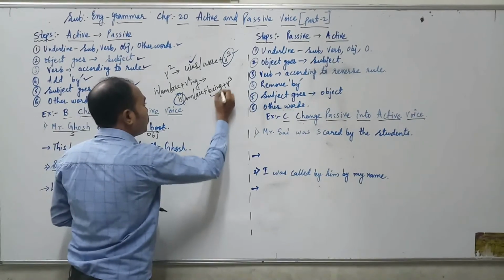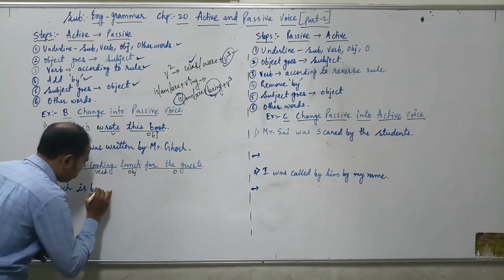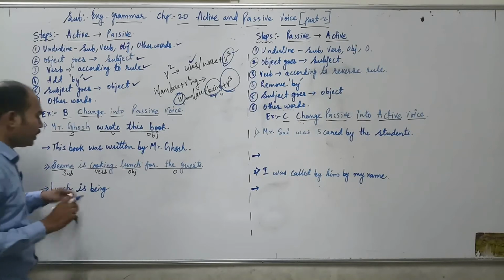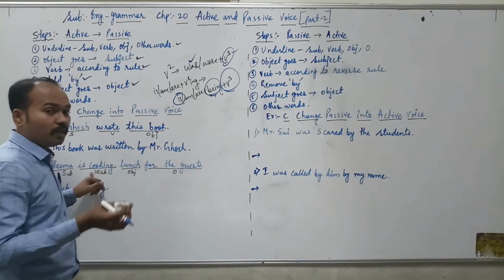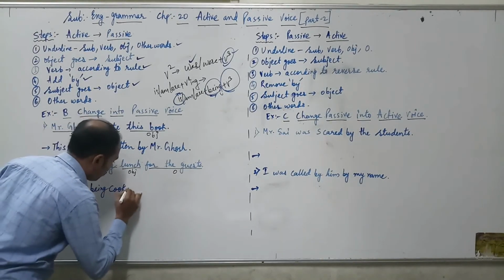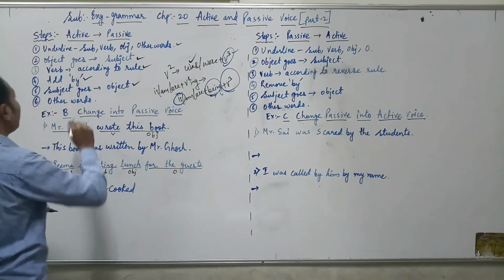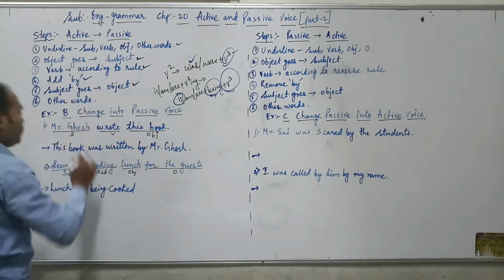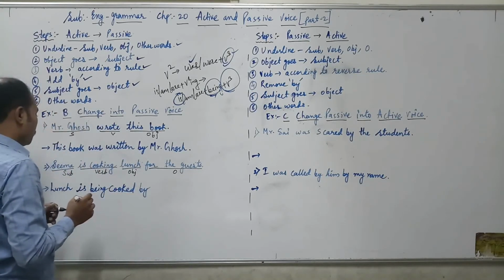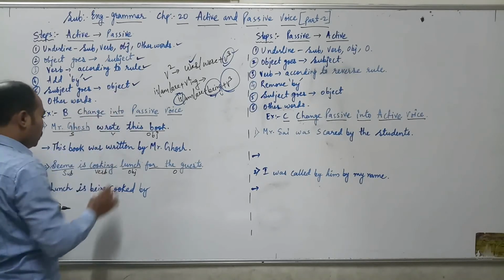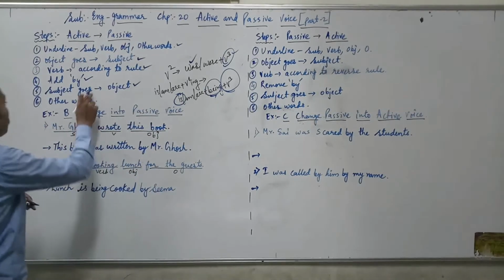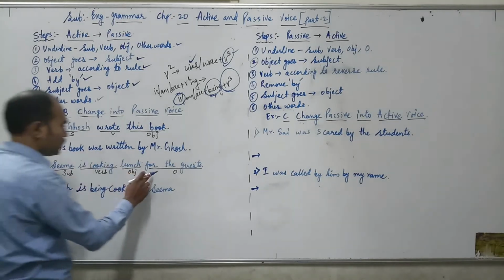Then after that, being. Then the third form of the verb. The verb is cooking. Okay. So the first form is cook and the third form will be cooked. Lunch is being cooked. After writing the verb, we have to add the preposition by. Lunch is being cooked by, then subject to the place of object. The subject is Seema. And after the subject, the other words. The other words are for the guests.